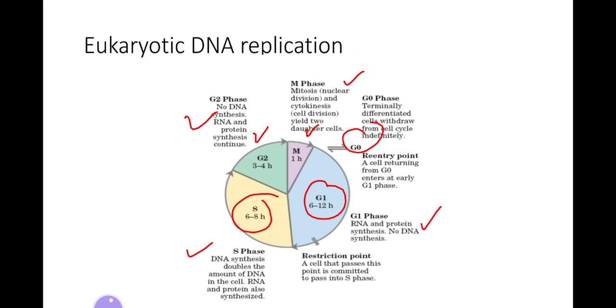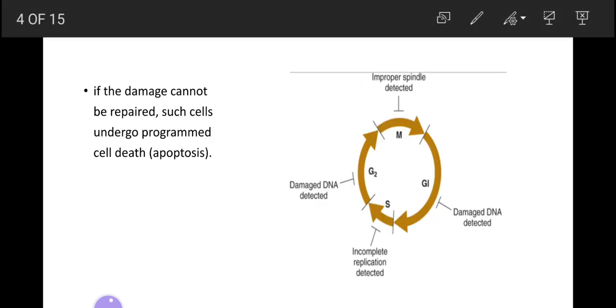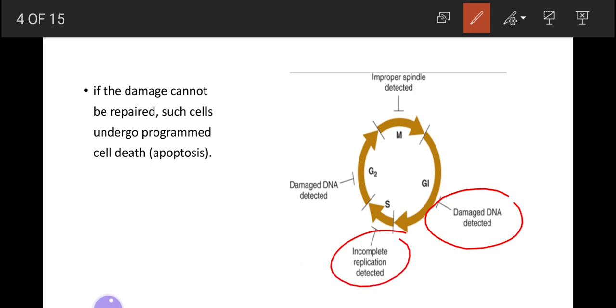There are also several checkpoints in the cell cycle. You are seeing that there are several checkpoints which will not allow the cell to enter into the next phase unless these checkpoints are satisfied. So if the genome is incompletely replicated, or if the normal chromosomal segregation machinery is incomplete, or there is some other problem in any type of event, these checkpoints will not allow the cell to enter into the next phase.